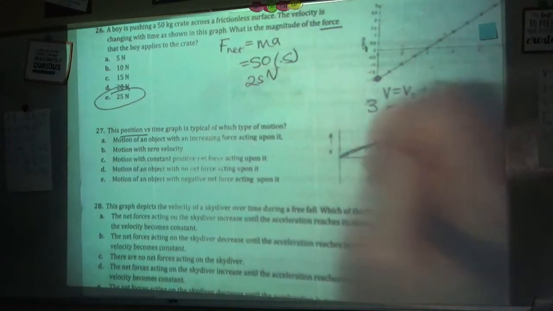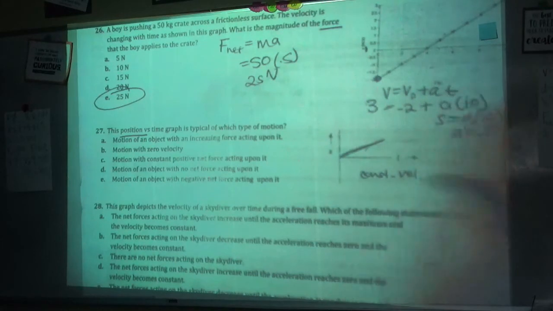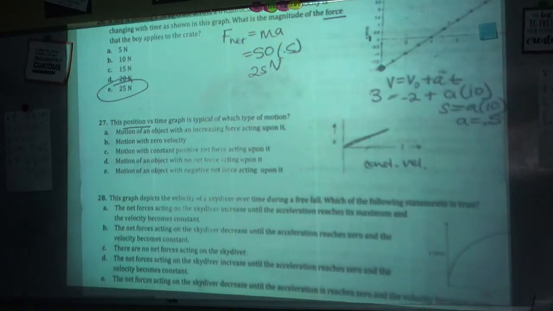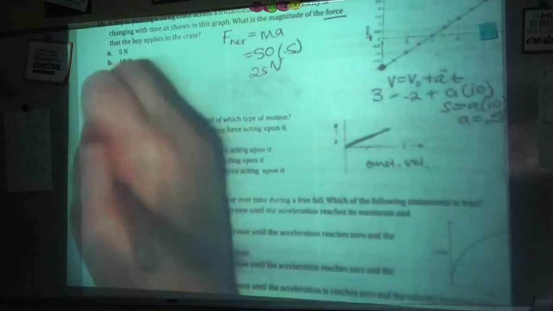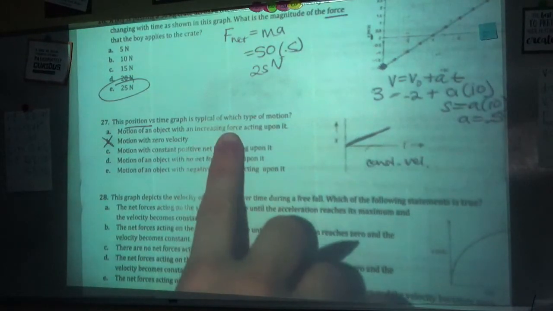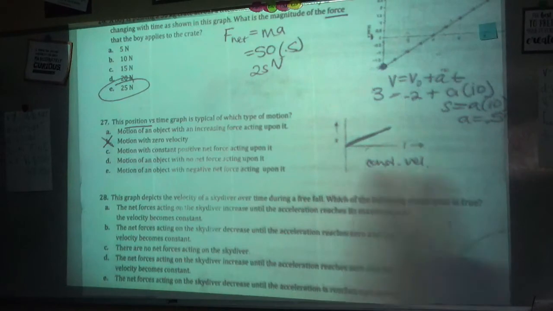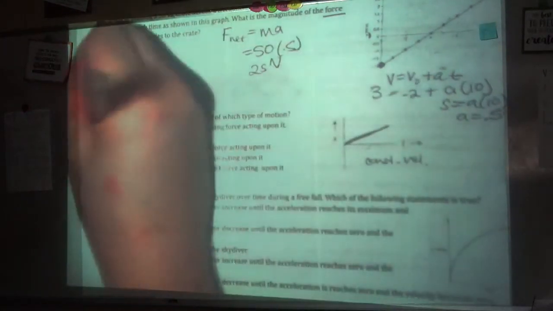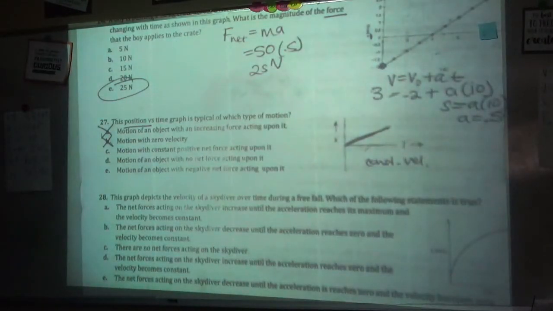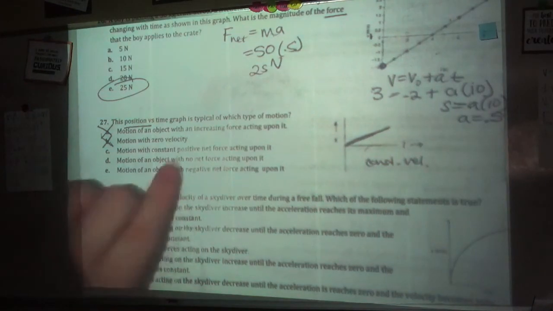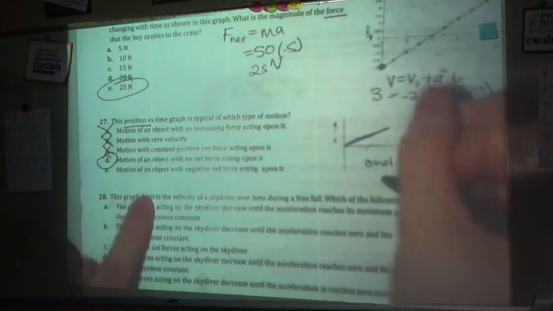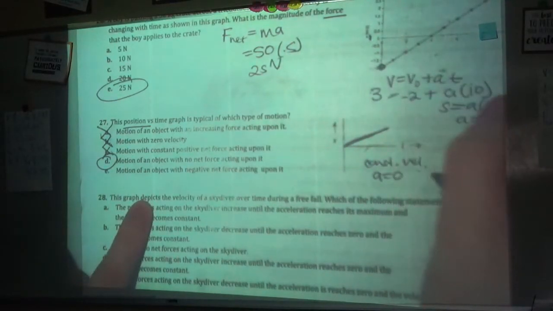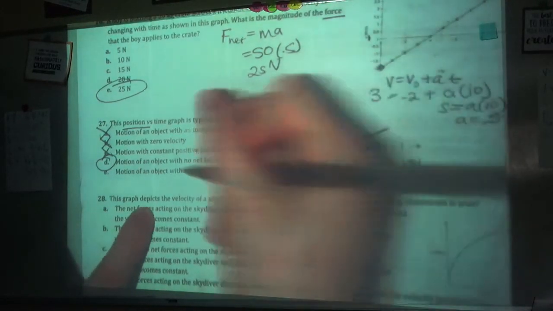So this shows constant velocity forward. If it's moving at constant velocity, it's not zero velocity because it is moving forward. That doesn't make sense. It is not an increasing force because it's just staying at constant velocity. It's not accelerating. The motion is constant positive net force. Actually, no, there's no net force because constant velocity means no acceleration, so F net would be 0. It's balanced forces, no net force.